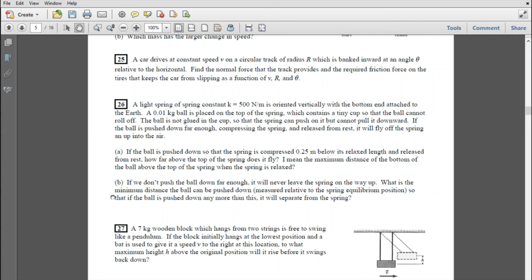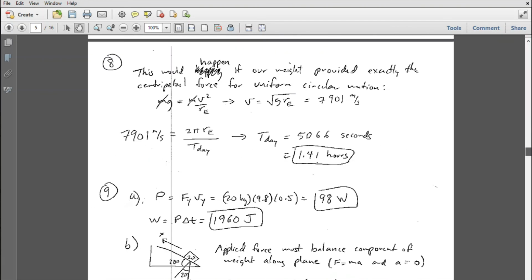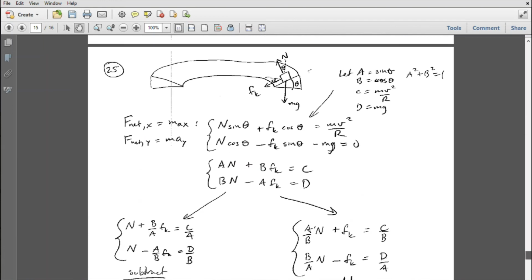The idea, so in both these, we're going to use energy methods. And in A, we're going to take the spring final potential energy to be 0, and that means the ball will have gone up. And we're going to try to find y final. In B, we're going to set y final equal to 0 and see what that minimum distance is. So let's go down and look at the solution to 26.